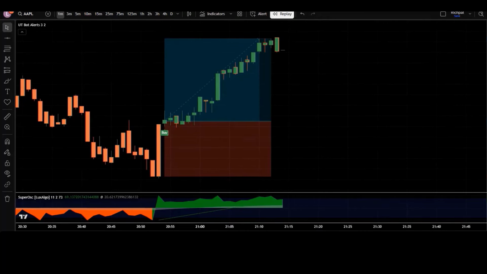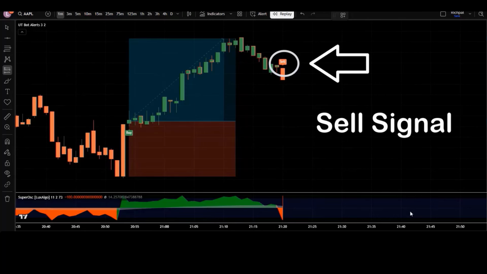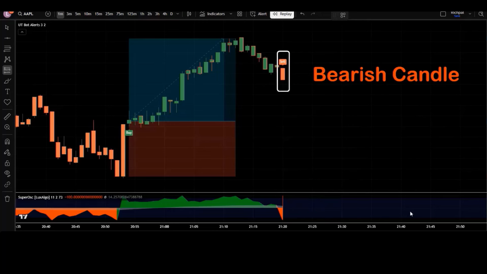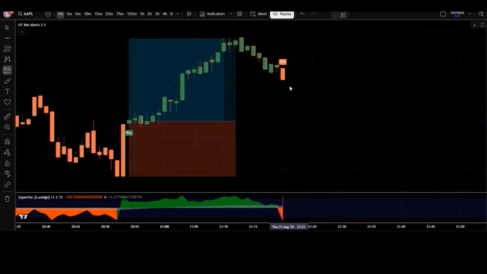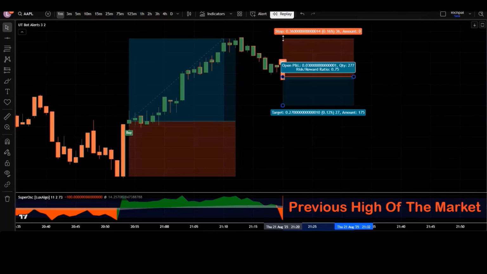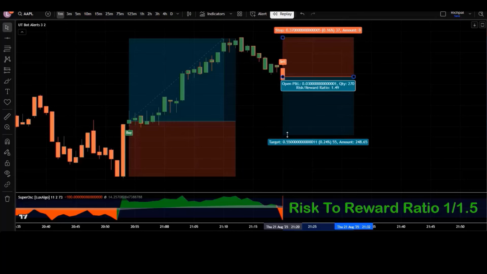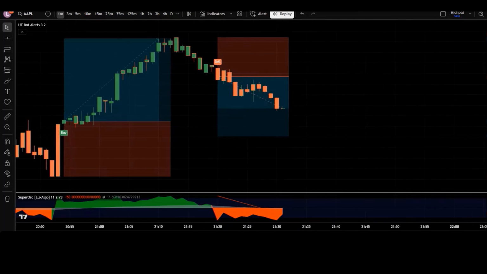Let us now understand the short position. When the UT Bot Alerts indicator gives us a sell signal, when the Super Oscillator indicator shows a red area color, and when the market forms a bearish candle, if this condition is fulfilled, then we will place a sell order. Our stop loss is the previous high of the market, and the risk to reward ratio will be 1:1.5. Let's see what happens to our trade.